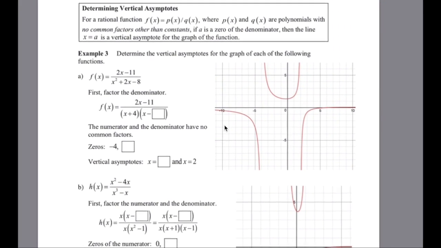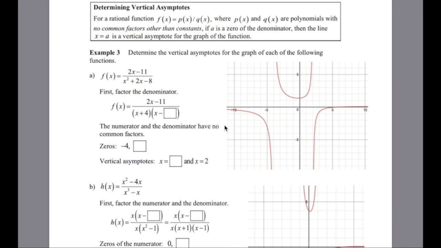So let's determine those vertical asymptotes. The vertical asymptotes of a rational function where there's polynomials and they have no factors in common outside of constants, it comes into play with the 0 of the denominators. Anywhere where there's a 0 in the denominator, once we simplify, will become our vertical asymptotes.